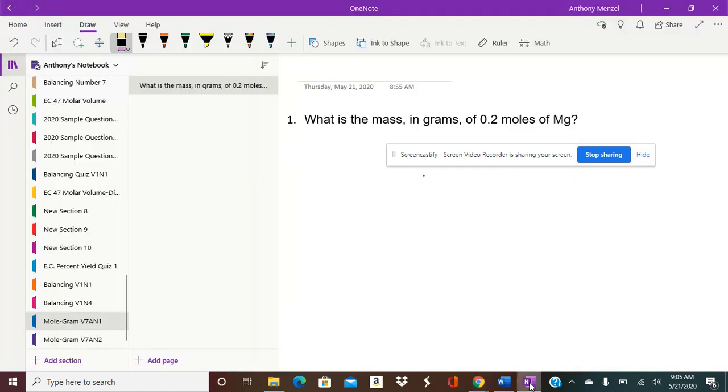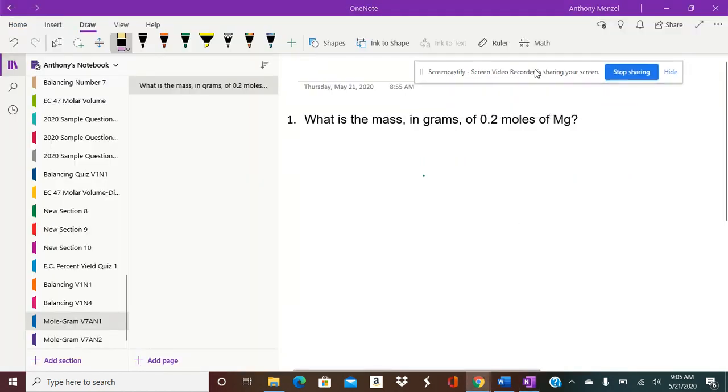Now, how is this related to the work that we've been doing in our class? Well, the last assignment, we see that here we have a conversion problem going from moles to grams. And this is similar to number 1 on the review sheet that you were given. So how would we approach this problem?